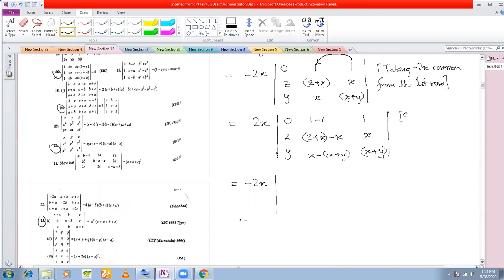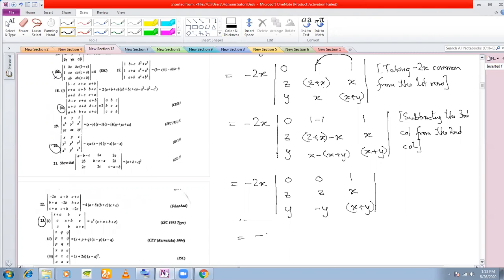Write your step here: subtracting the third column from the second column. You get a 0, you get a 0, you get a 1. Then z, z plus x minus x gives z, and x. Then y, x minus x plus y gives minus y, and x plus y. And now we can expand.